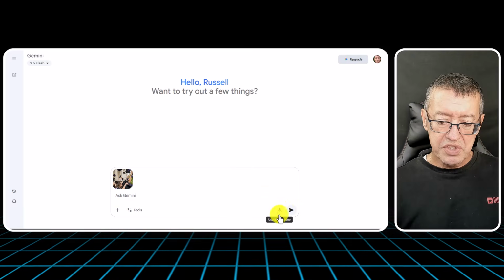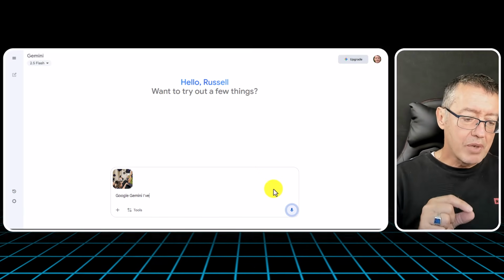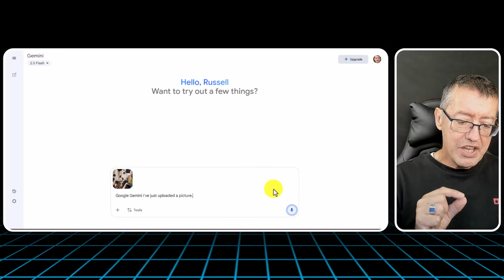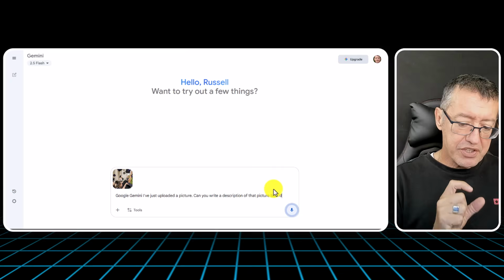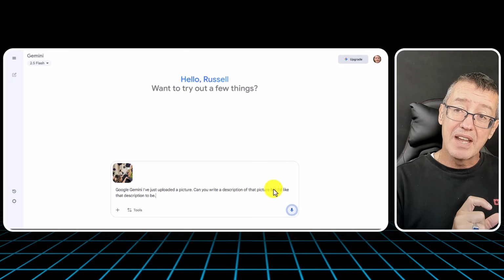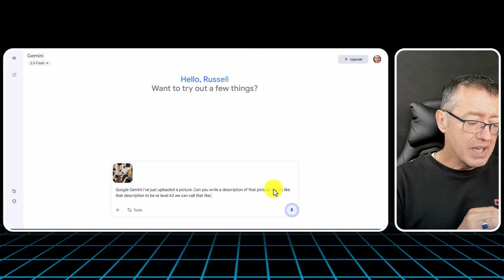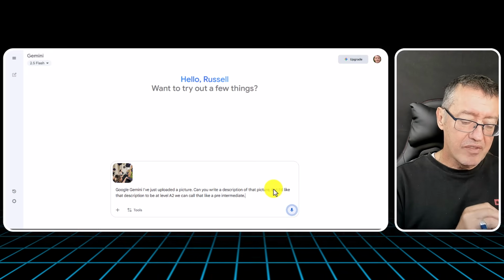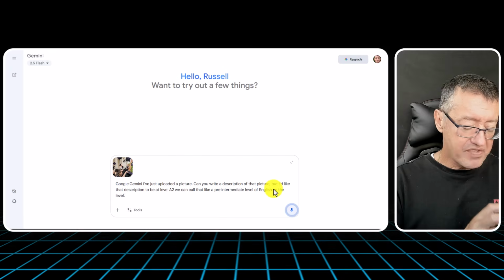So to talk to Google Gemini, you need to click on this button. Google Gemini, I've just uploaded a picture. Can you write a description of that picture? But I'd like that description to be at level A2. We can call that a pre-intermediate level of English. So the level is fairly low.